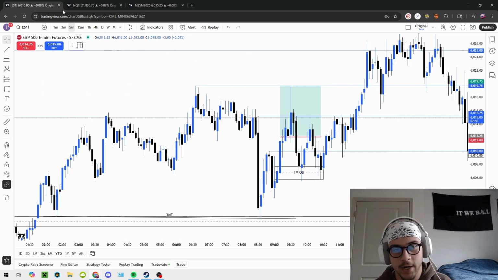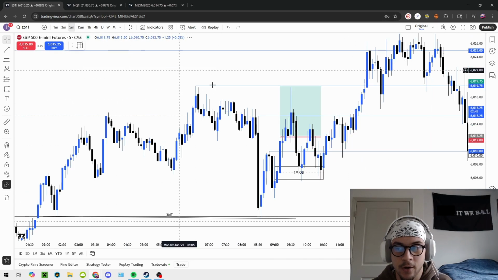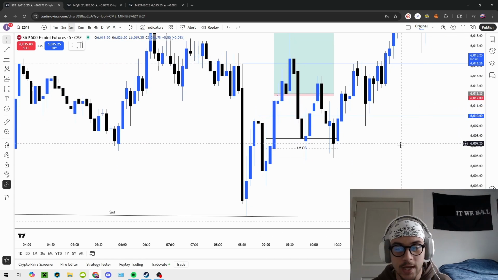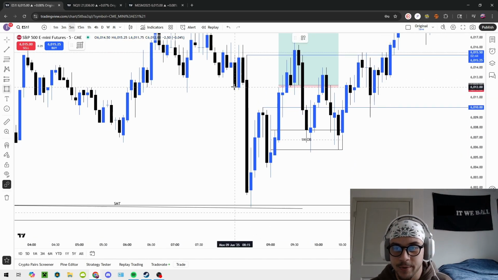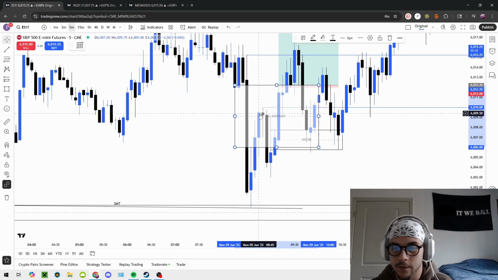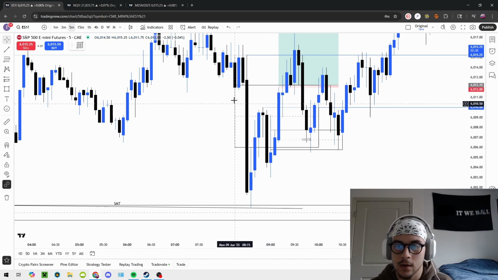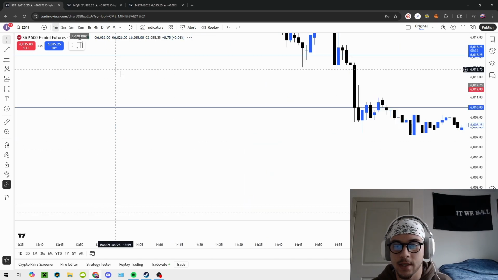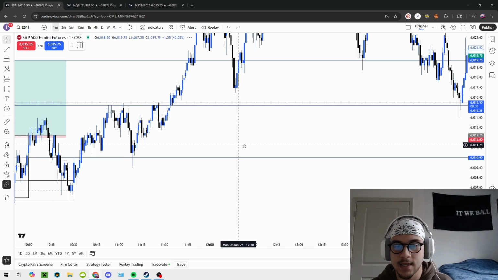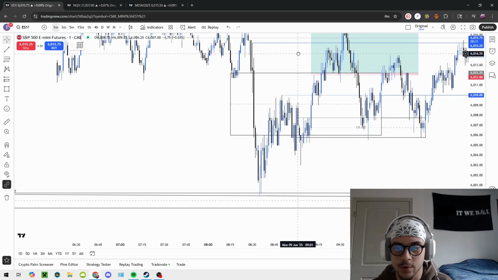What I could have done better was just not be in this trade at all, or if I were, enter way earlier, which would have been right here off of the equilibrium tap of this 5-minute candle through this bearish 5-minute gap. But then my stops, I don't know where my stops would have been.